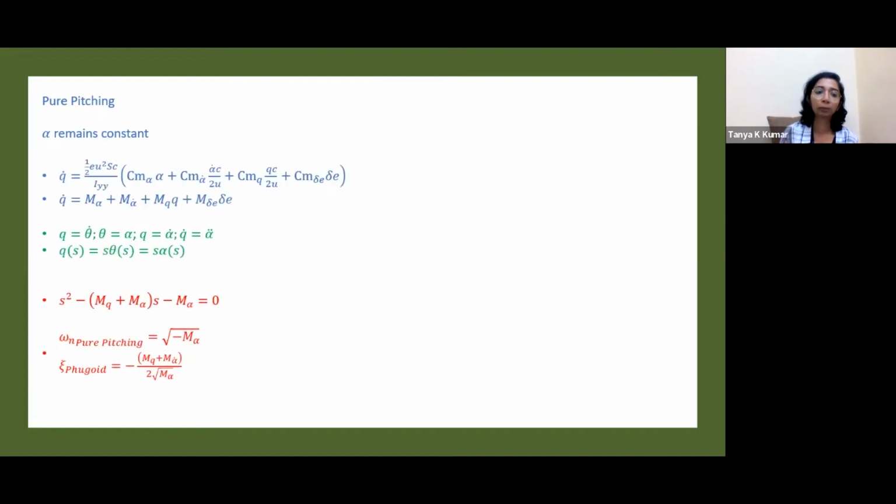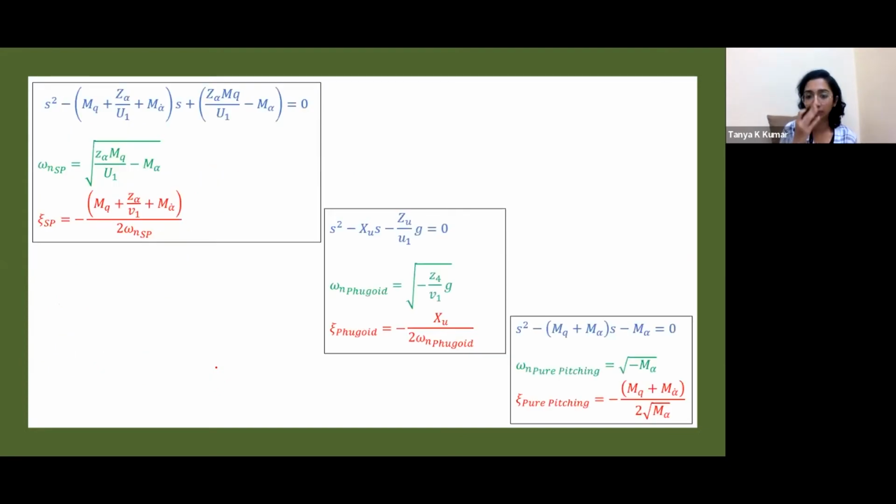Okay. Next was pure pitching motion. In this case, we have this characteristic equation, and these are the two quantities. Now the next slide shows you a comparison of all of those quantities. We can see that between the pure pitching motion and the short period mode, there is one term that is the only change. That is due to the plunging motion.